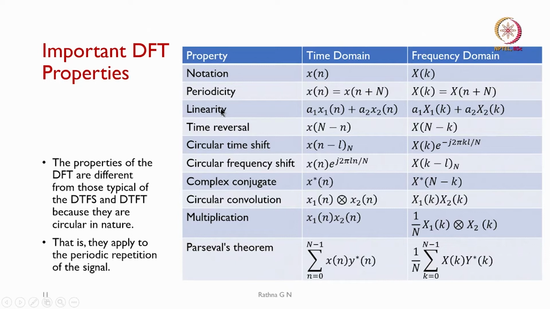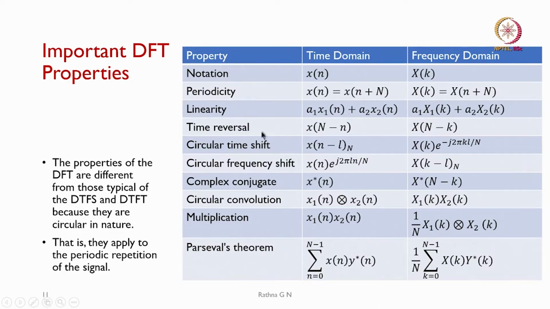And what is our linearity property? If x1 is multiplied by a coefficient a1 and x2 is multiplied by a2, and you add them, the result in the frequency domain should also be a1 times X1 of k plus a2 times X2 of k.